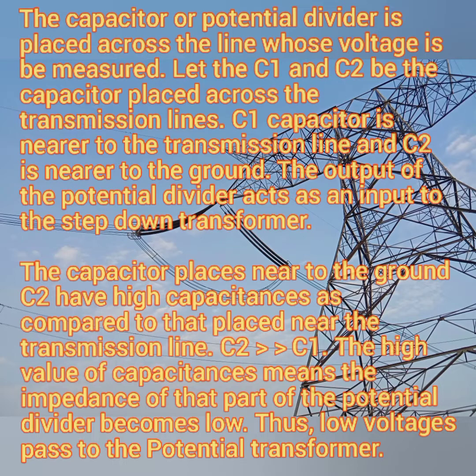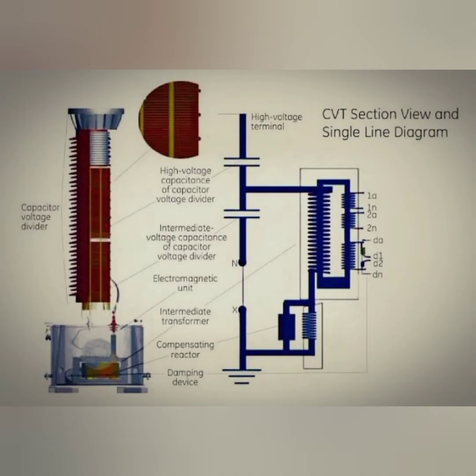The capacitor placed near the ground, C2, has a high capacitance compared to the one placed at the transmission line. So the C2 capacitor is very much higher than the C1 capacitor. The high value of capacitance means the impedance of that potential divider becomes low. Thus, low voltage passes to the voltage transformer. Then this is the construction of a CVT.